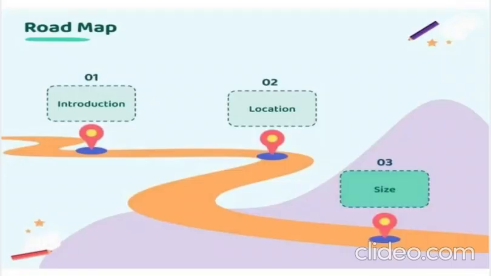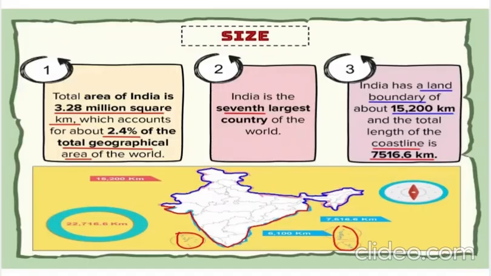Now, what is the size? When we talk about size of India, what is it about? So, size. The total area of India is 3.28 million square kilometer. So, we can imagine it's a very huge amount, right? That means in the total world, India occupies 2.4% of the geographical area of the world.